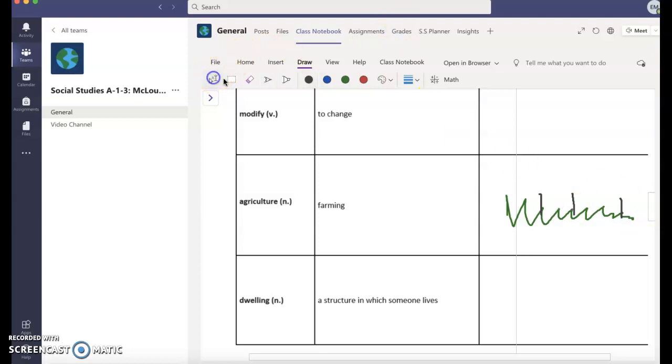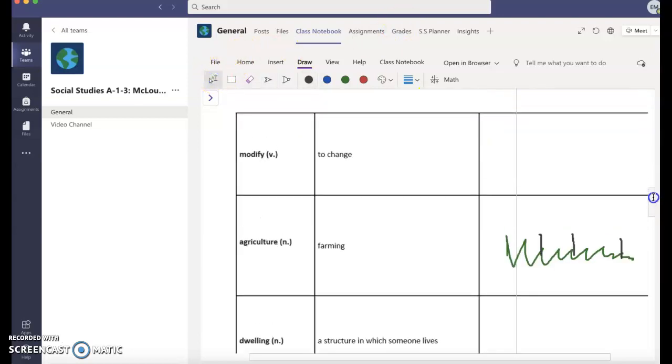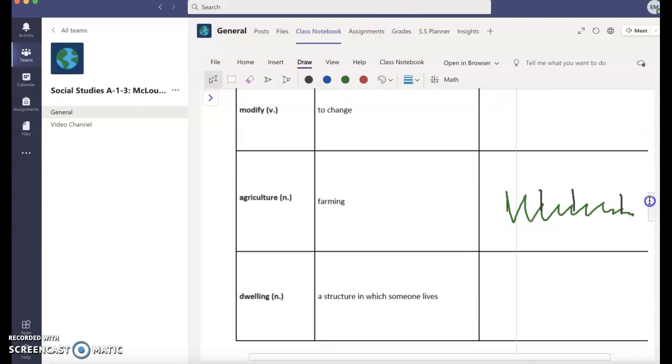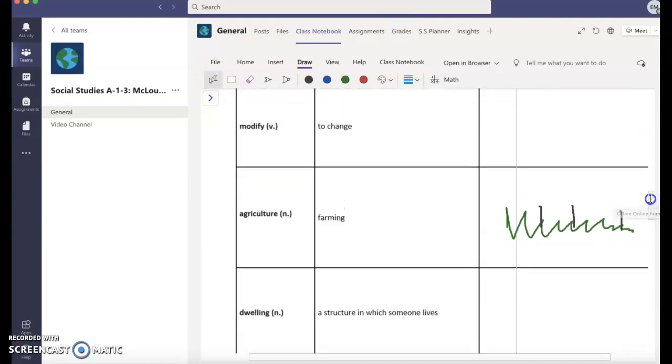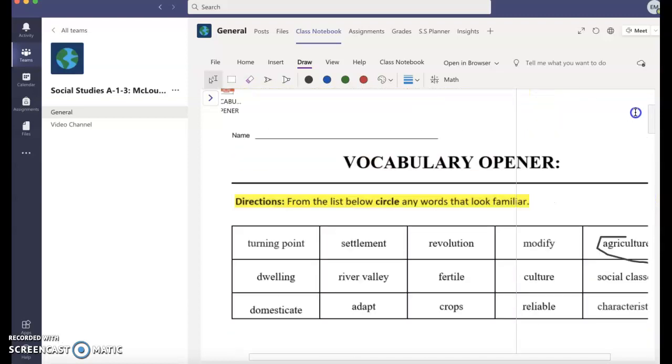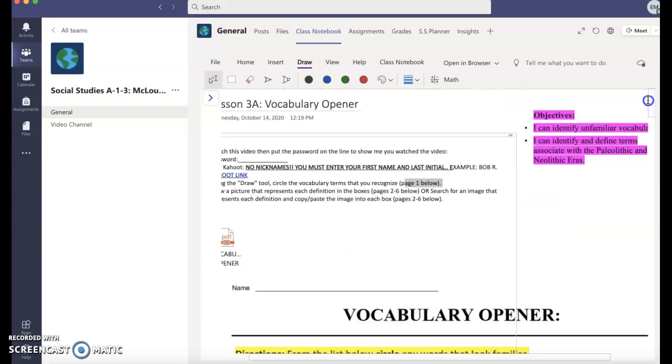My lovely little drawing right there. I could finish it, make it very pretty, but again, it's how I'm going to remember it. It doesn't matter if anybody else uses that symbol to help them remember it, okay? So that is the first opener.